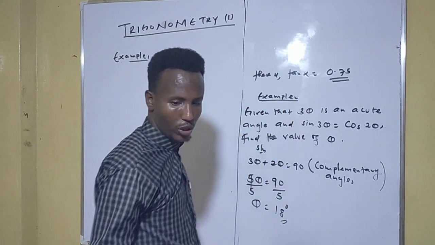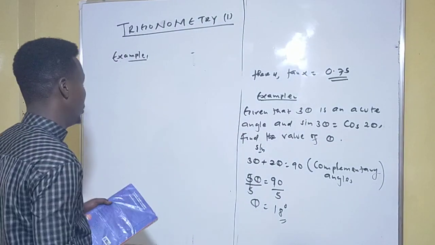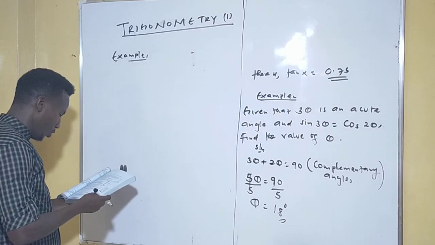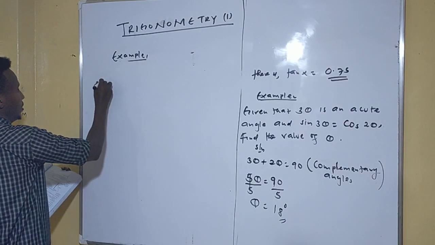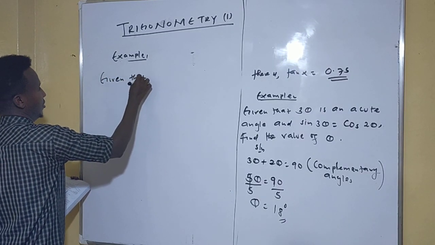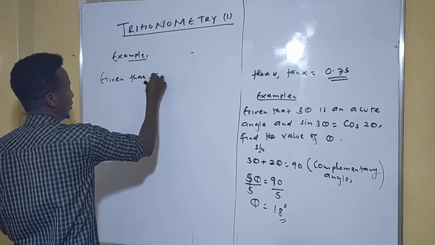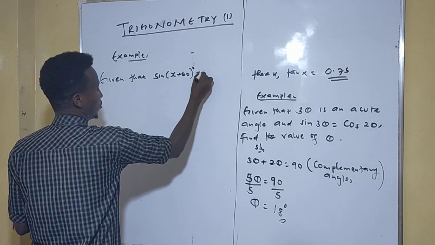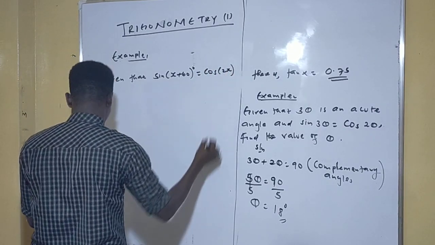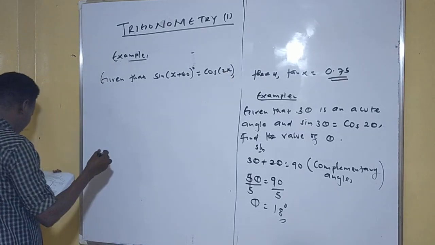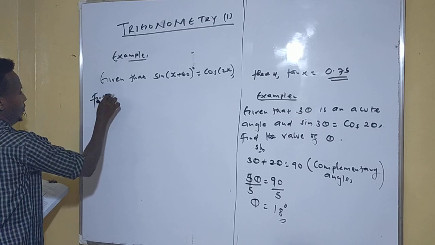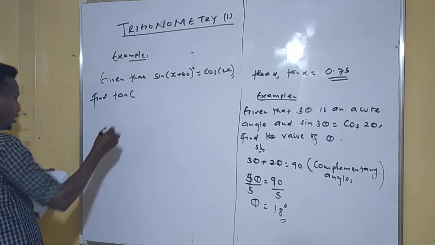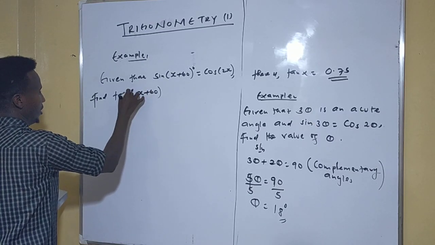Don't forget that what you are dealing with is trigonometry of Form 2. So we are dealing basically with complementary angles, okay? Look at this one. You are told, given that sine of (x plus 60) degrees is equal to cos 2x, find tan of (x plus 60), okay?